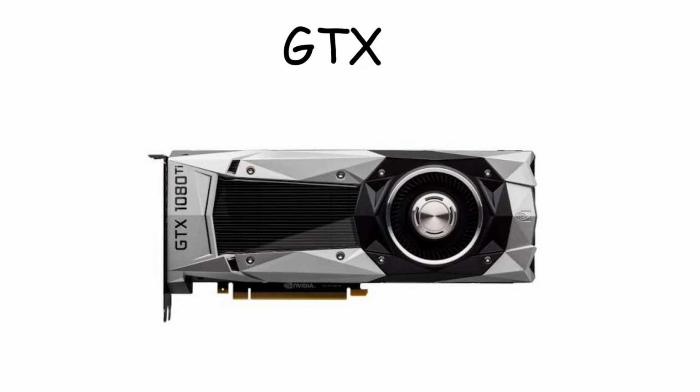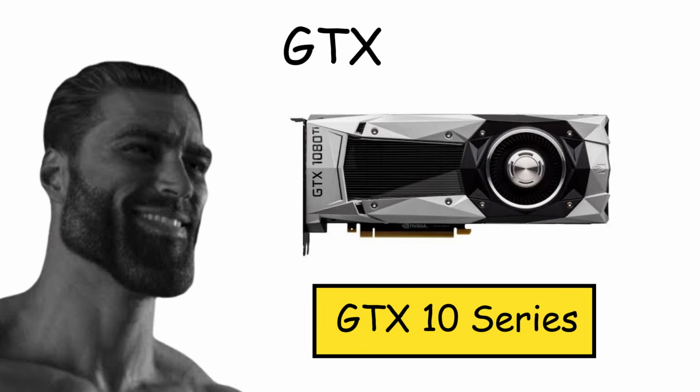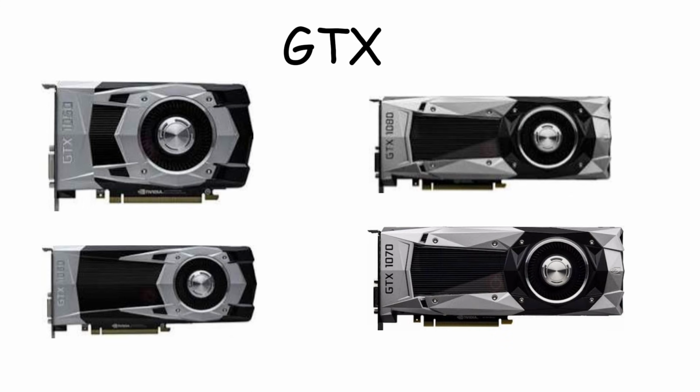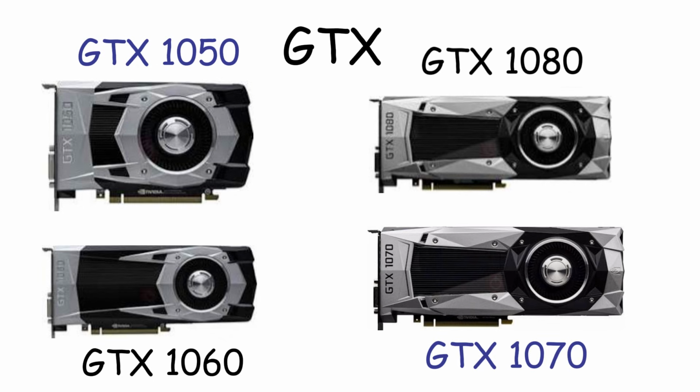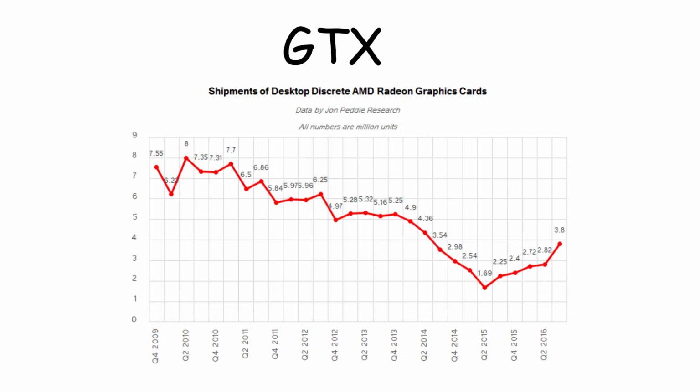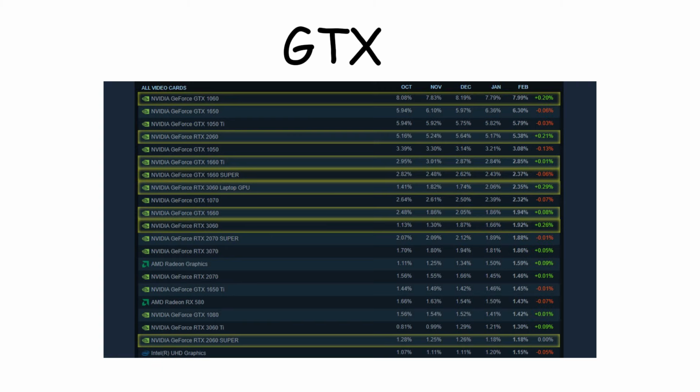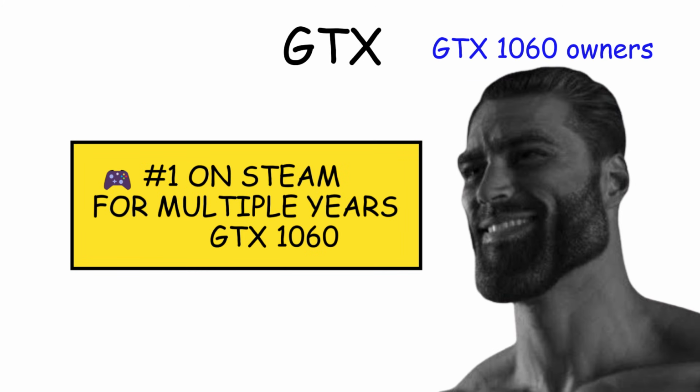The most iconic GTX generation was the GTX 10 series. This includes the GTX 1050, GTX 1060, GTX 1070, and the GTX 1080. These launched in 2016 and became some of the best-selling GPUs in history. The GTX 1060 was the most used GPU on Steam for multiple years in a row. That alone tells you how good the value was.